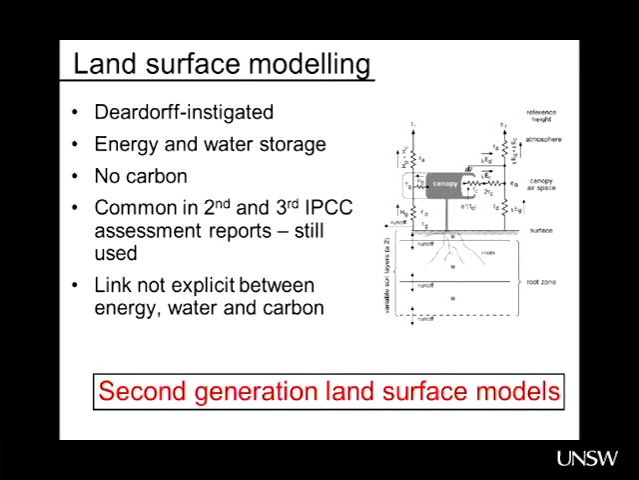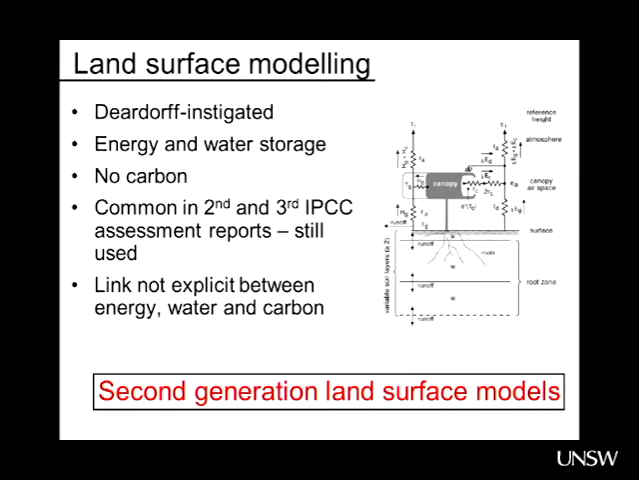Our second generation models were instigated by a guy called Deardorff. He left science to chase UFOs, I kid you not, which is a bit depressing because I don't think he produced very many papers, but they're all amazingly impressive pieces of work. The Deardorff scheme, which evolved into a number of land surface schemes that are still used, doesn't traditionally do carbon.